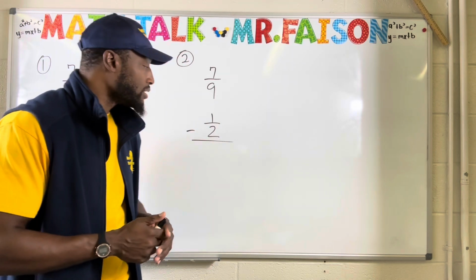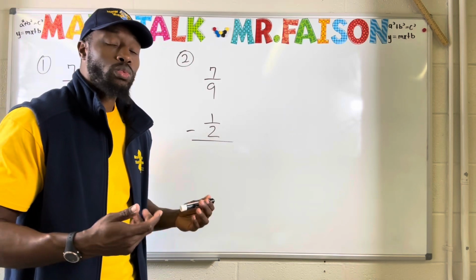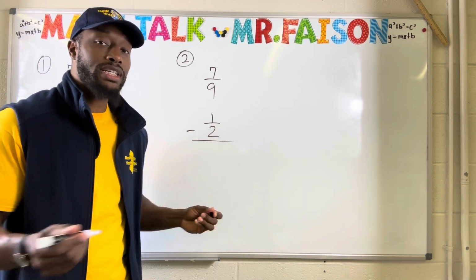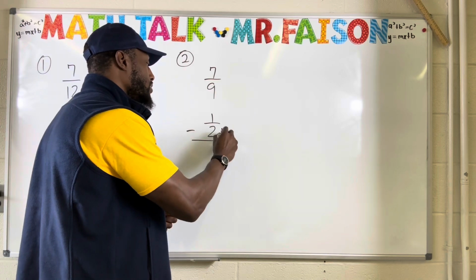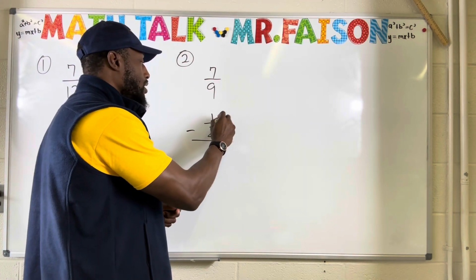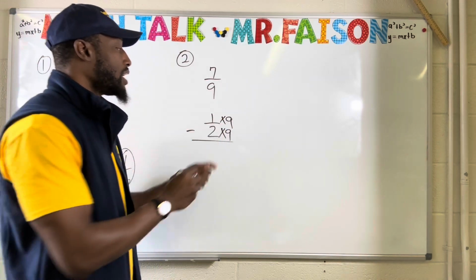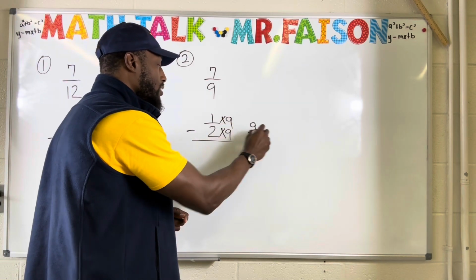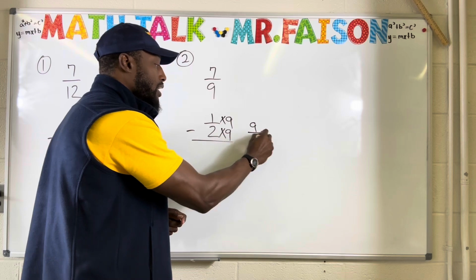How do we do that? Let's start at the bottom. What can we multiply 2 by to make it 18? 9. And whatever I do to the bottom, I'm going to do to the top part of that fraction. So that's going to be 9 as well. 1 times 9 is 9. 2 times 9 is 18.